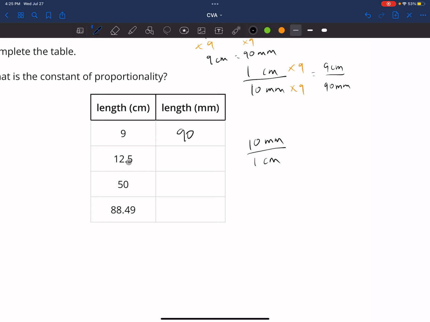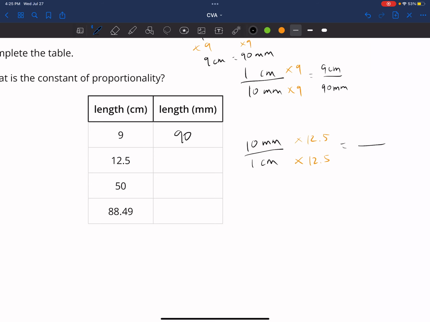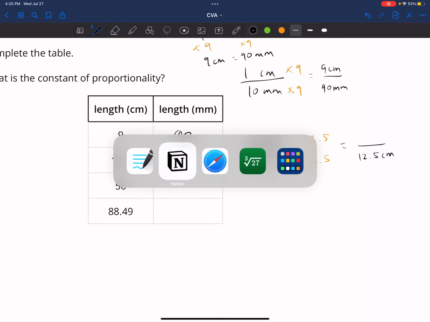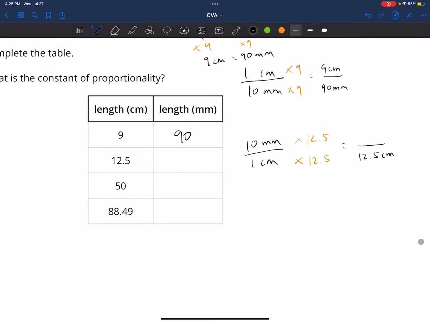So we're talking about 12.5 centimeters. How do I get 1 centimeter into 12.5? Well, I have to multiply by 12.5 and multiply by 12.5. And 1 times anything is just itself. So 12.5 centimeters is the same thing as 10 times 12.5, and that is 125. So that is going to be 125 millimeters.